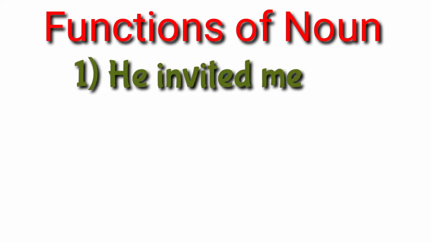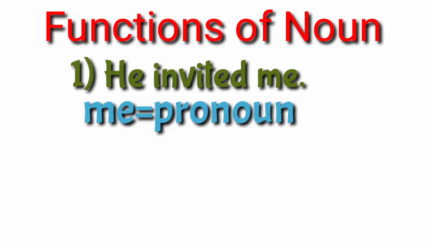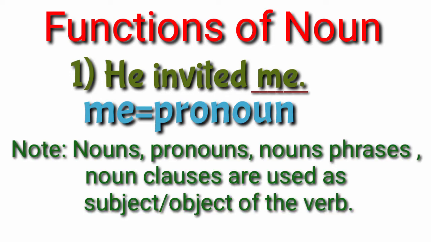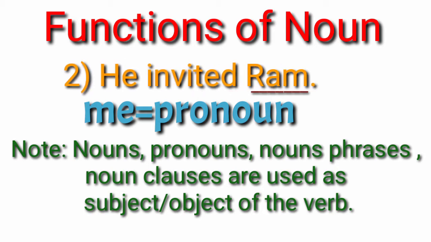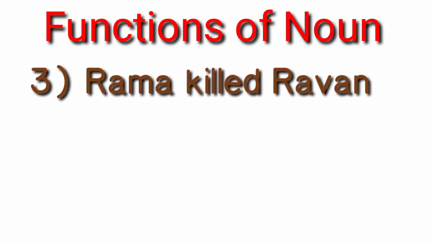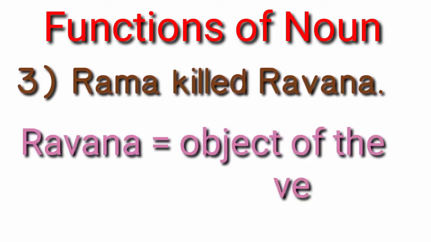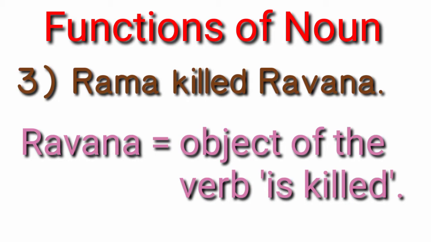For example, he invited me. Here me is a pronoun. He invited Ram. Ram is a noun, in the accusative case, not in the nominative case. So this is the object of the verb invited. Rama killed Ravana. Ravana is the object of the verb killed.